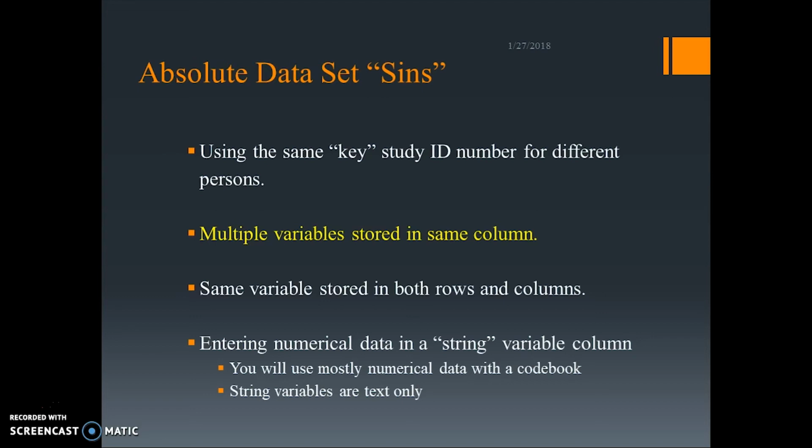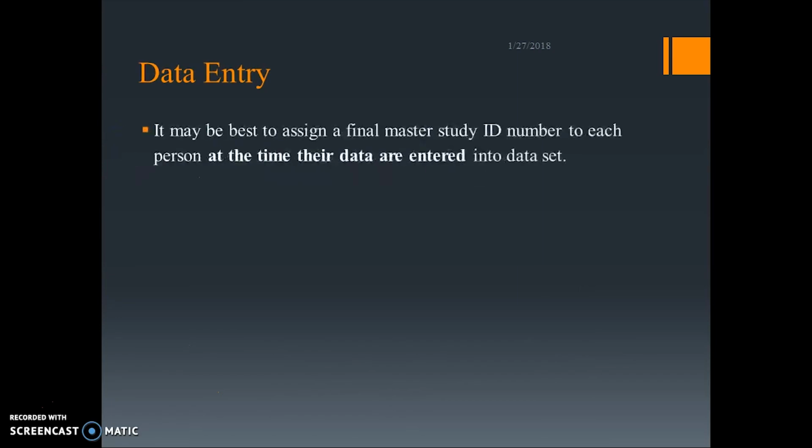But if there's something that can't be coded, you're going to want to choose. You're going to want to just make sure it's all text and don't put any numeric data. See, the point is you can't have both text and data in the same cell. So data entry. It may be best to assign a final master study ID to each person as you're entering them into the data set.